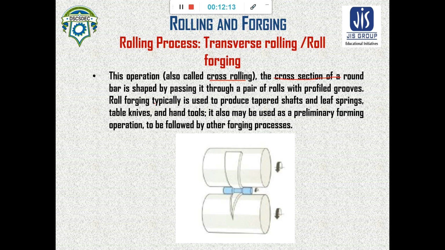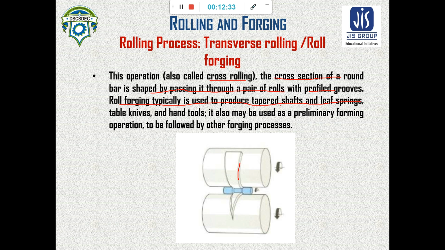The cross section of a round bar is shaped by passing through a pair of rolls with a profiled groove. See, this is a profiled groove. So the groove can be made. Roll forging is typically used to produce tapered shafts and leaf springs.